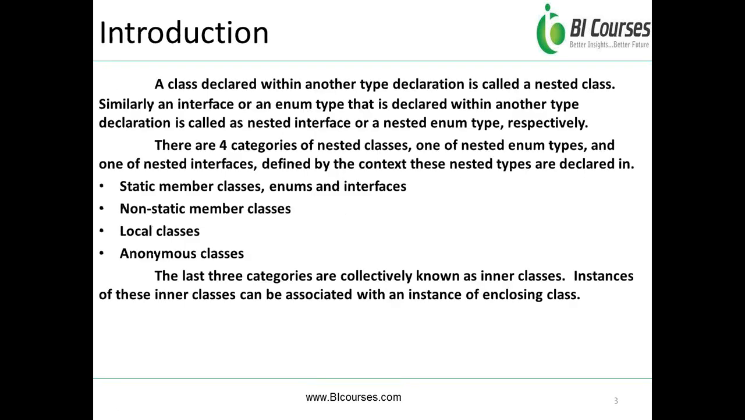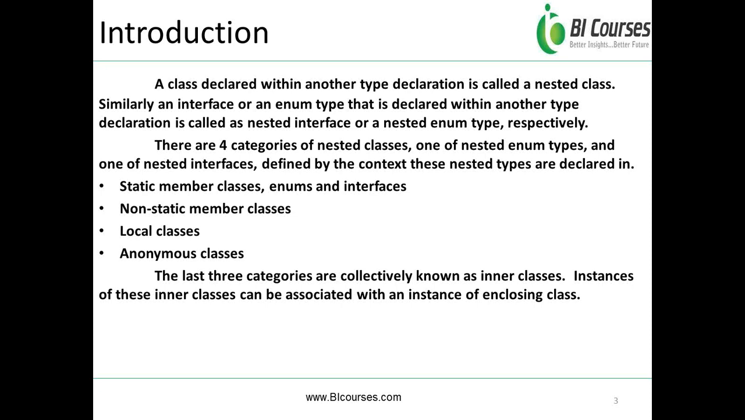Nested type declaration introduction. A class declared within another type declaration is called a nested class, like a class within a class. Similarly, an interface or an enum type that is declared within another type declaration is called a nested interface or nested enum type respectively. There are four categories of nested classes. Nested enum types and nested interfaces are defined by the context. These nested types are declared as follows.